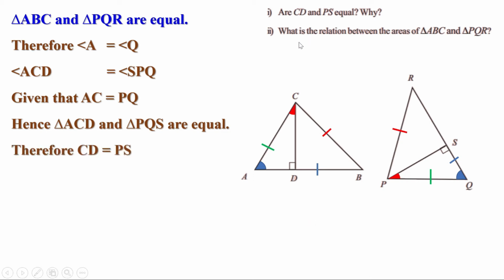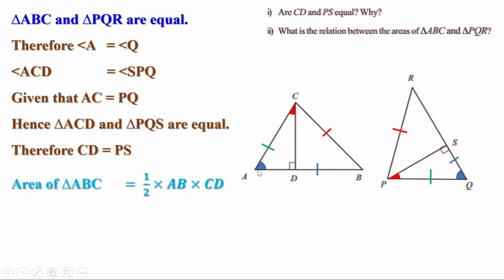Now, the second part, what is the relation between the areas of triangle ABC and triangle PQR? Let us find the area of triangle ABC. What is the area of triangle ABC? Half into a side into height to that side. So here we can take AB as a side and CD as the height to that side. Therefore, area of triangle ABC equals half into AB into CD.